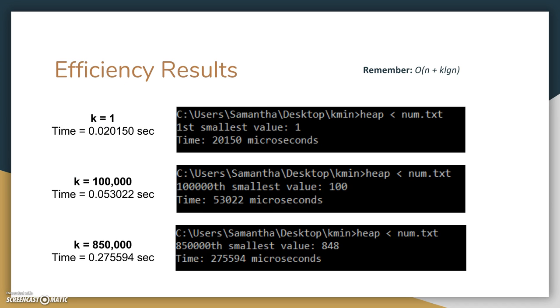Here you can see how long this method took for k equals 1, k equals 100,000, and k equals 850,000. As you can see, as k increases, so does the time that it takes. This makes sense because k is present in our asymptotic complexity, multiplying the log of n terms, which means as k increases, so will our complexity.